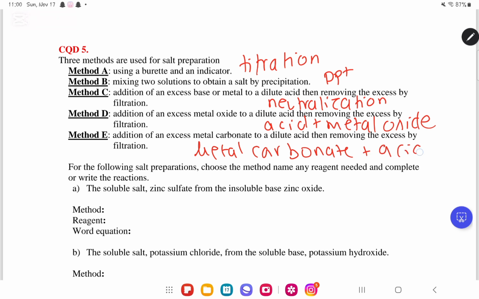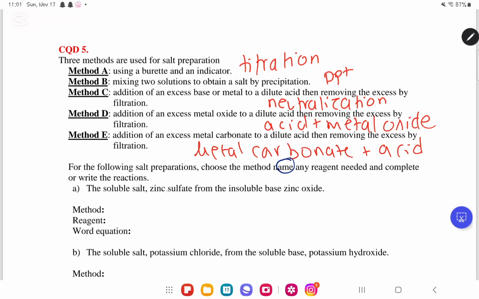and acid. Okay, so for the following salt preparations, do the method, name any reagent needed, and complete or write the reactions. They said name, so we're not supposed to give their chemical formula. You can, but it's preferable you give their name. At least that's what my teacher told me.